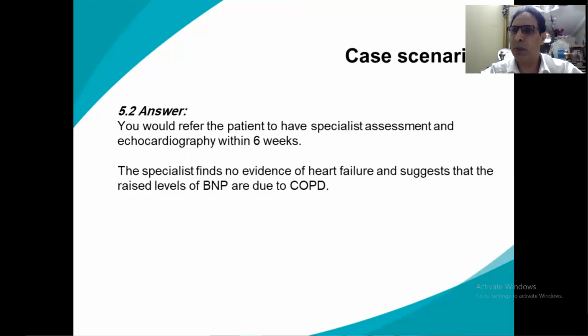When the BNP is raised above 200, we consider it a case of heart failure, in addition to other investigations like echocardiography and other markers.